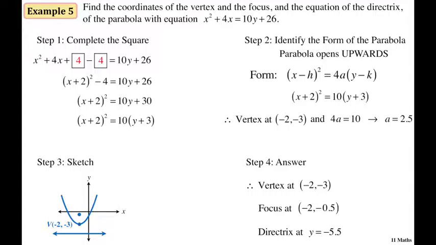Examples 6, 7, and 8 follow this same principle. So if you like, you can try example 6, pause the video, have a go at it. Remember, you've got to complete the square first and see if you can generate an answer.